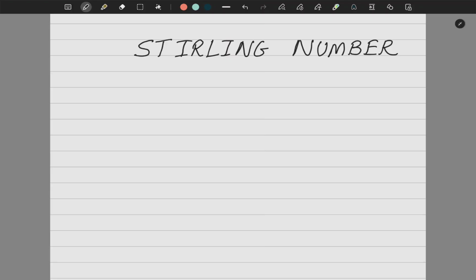The first kind is basically like a circular permutation, when you have to make people sit around a table or arrange something in a circular way. So we are not going to discuss that. We are going to discuss the other case, when I am talking about the Stirling number of the second kind.